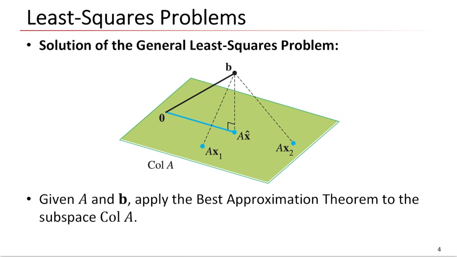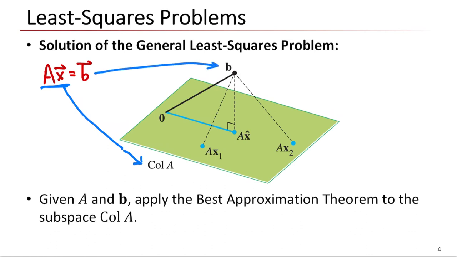Okay, let's think about the system Ax equals b, but this system doesn't have any solution. This one will be the column space, right? Ax can make the column space and b is here, right? What we want to do is to find the smallest distance, the closest point from vector b to the column space of A, right? So in this case, what is the closest point here? This one.